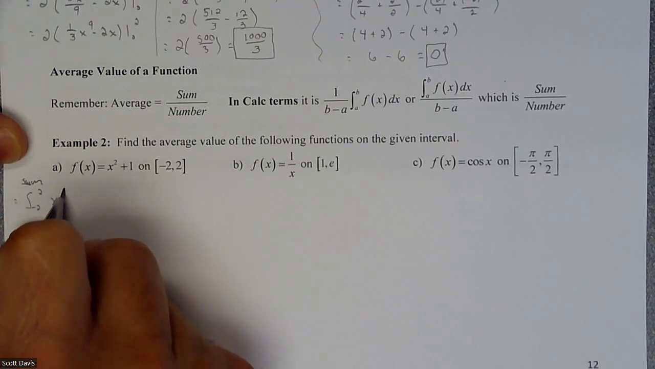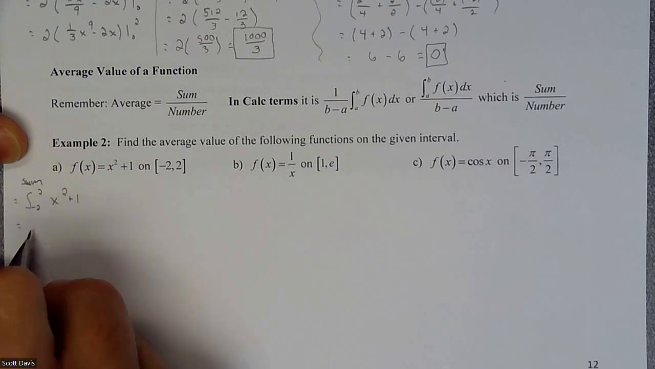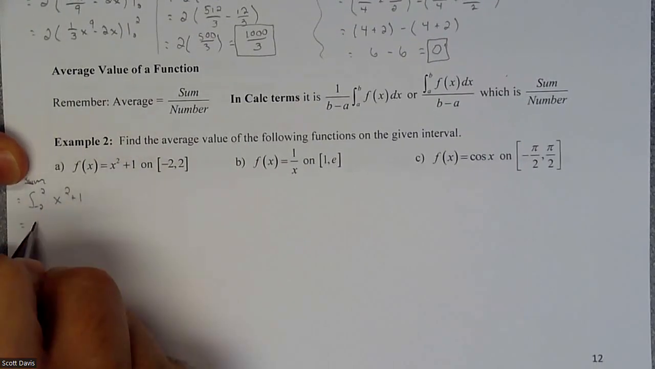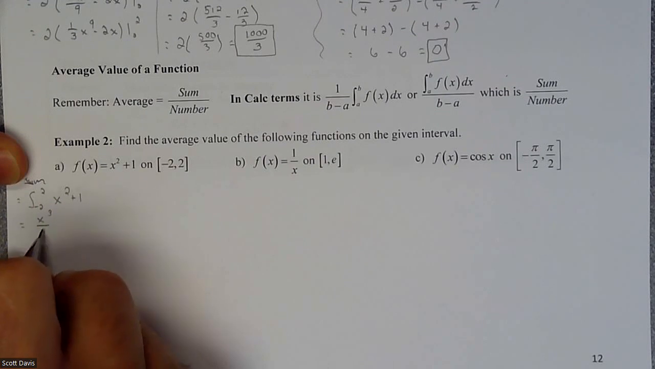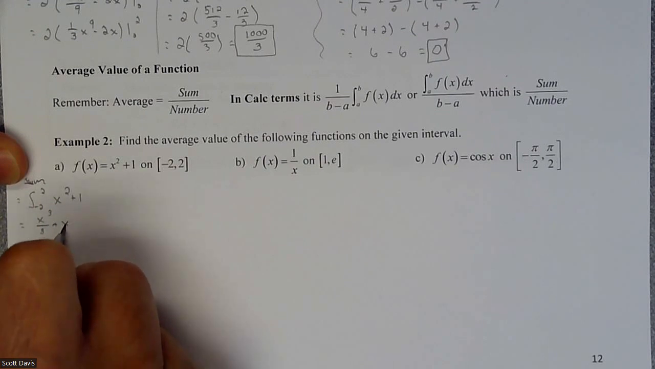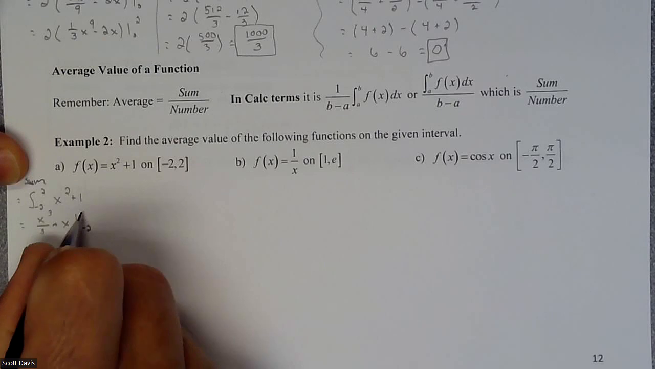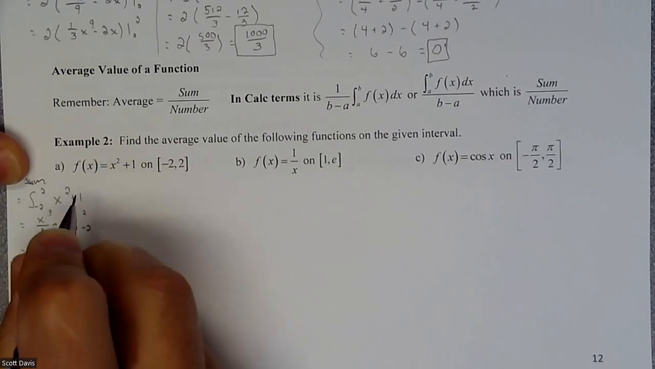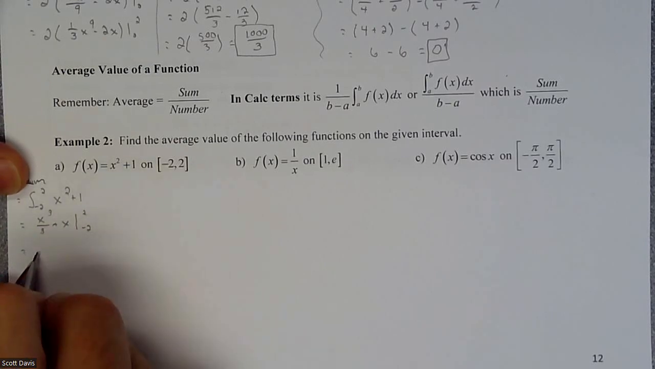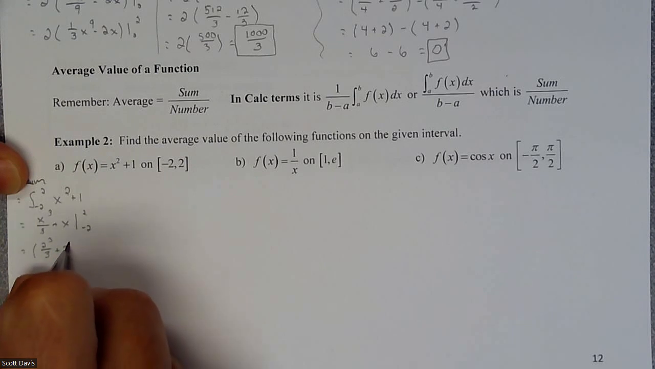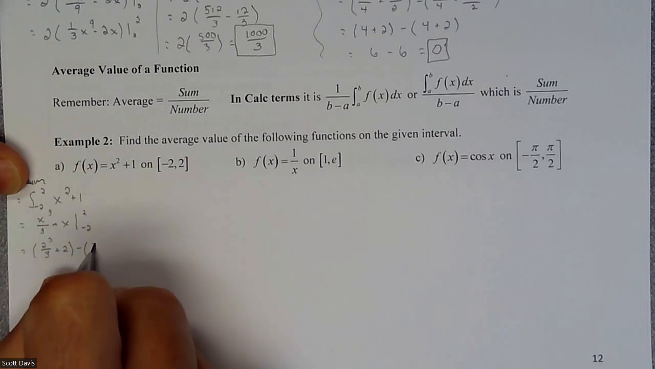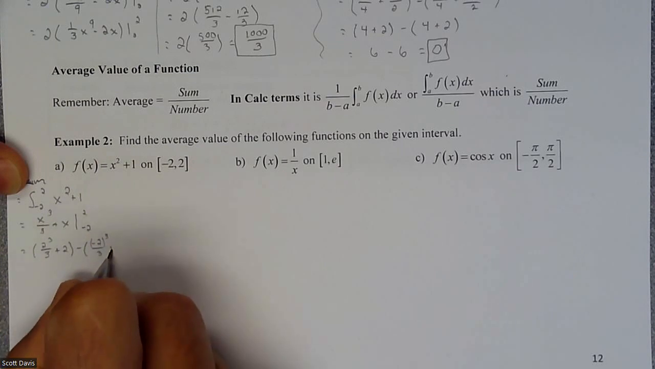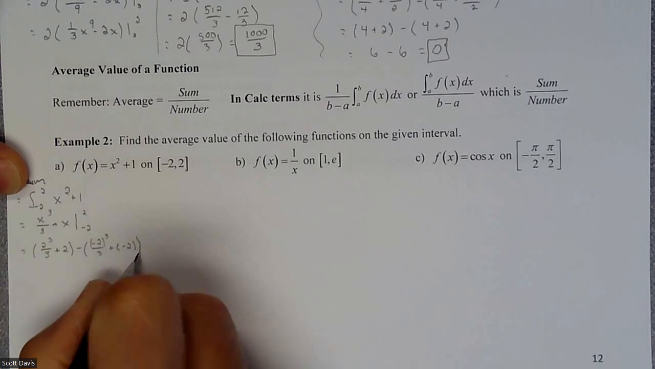And our equation is x squared plus 1. So I'm going to do the antiderivative, which is to add a power and divide by the power: x cubed divided by 3 plus x. And we're going from -2 to 2. So here I'm going to take 2 and cube it, which gives me an 8. So 2 cubed over 3 plus 2, and then minus (-2) cubed divided by 3 plus -2.